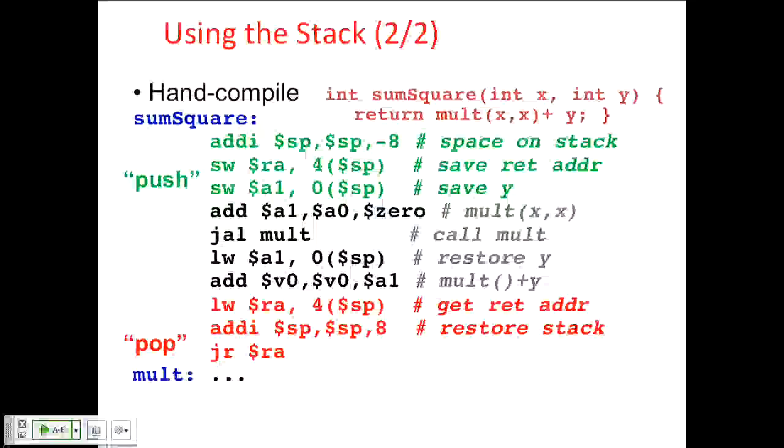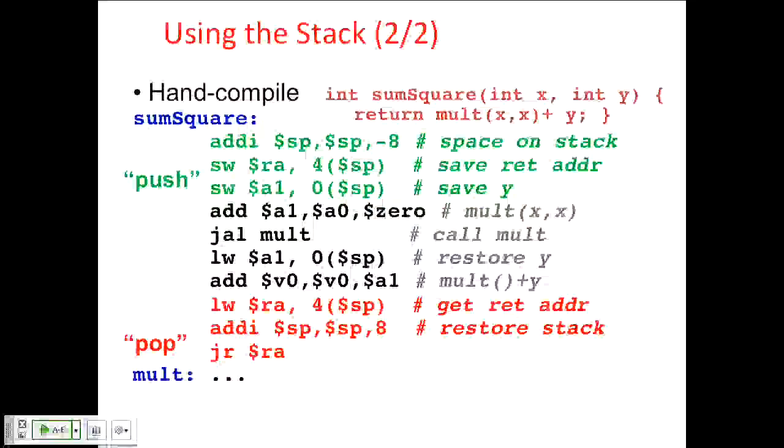Notice that this multiply function has 2 arguments. It multiplies any 2 values, but we're using it to do a square operation, right? So we actually want to create, when we're calling multiply, we want to put the same X value in A0 and A1.